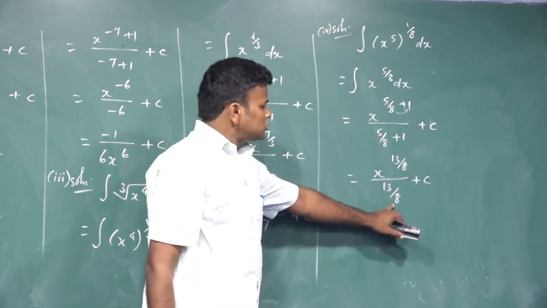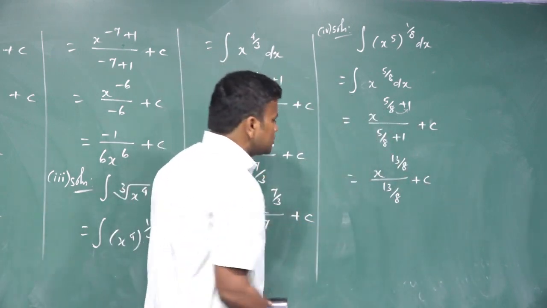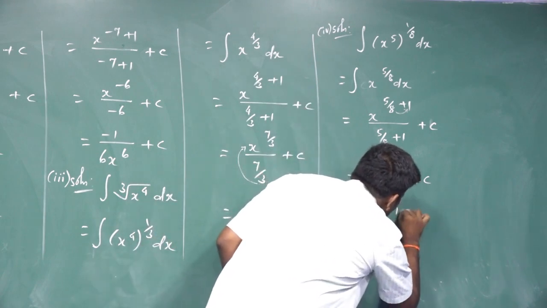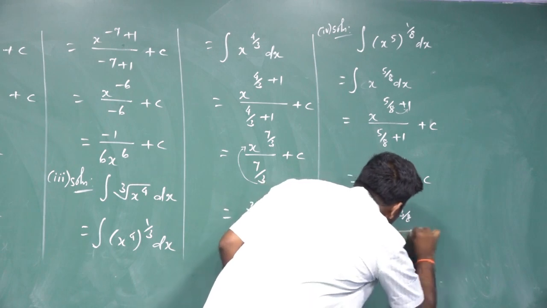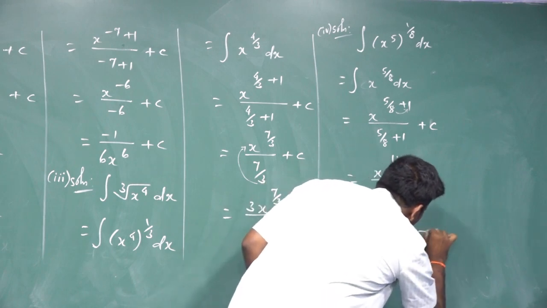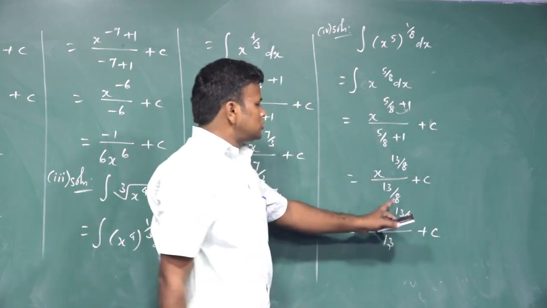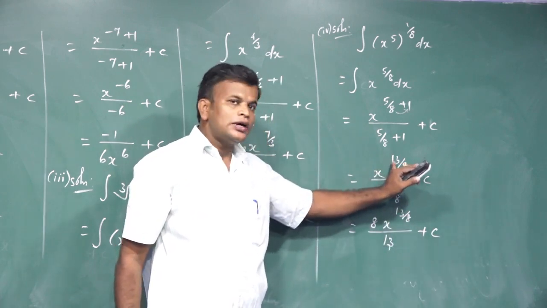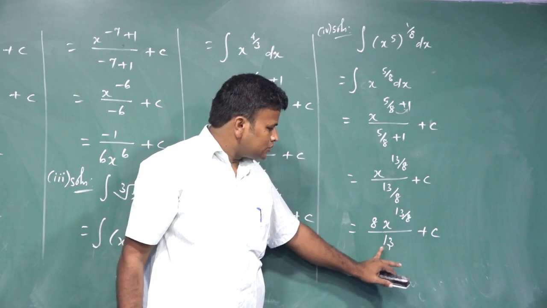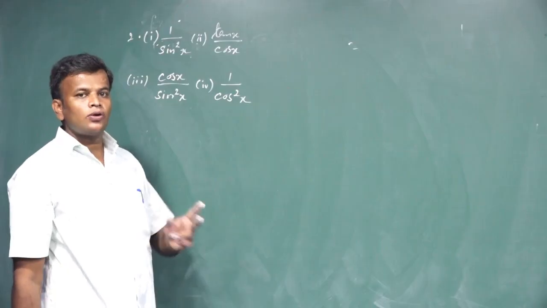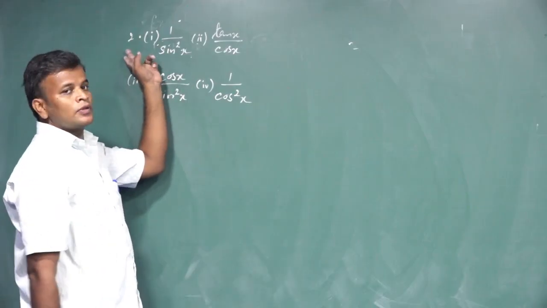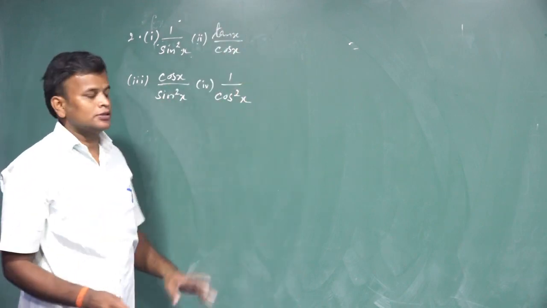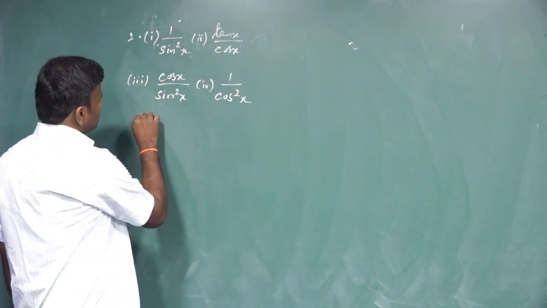But in standard form this 8 goes to the numerator. So it becomes 8 x power 13 by 8 divided by 13 plus c. So this 8 goes to the numerator: 8 x power 13 by 8 is already there, divided by this 13, 13 plus c. Now we go to the second one. Same, we integrate all the terms with respect to x. This is the question. Okay, now we see the first one by one.